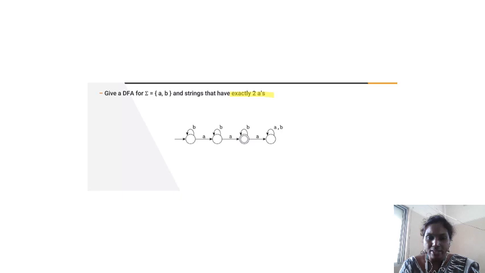The first A and second A goes to the final state. If a third A comes, where does it go? It's not going to the final state, it goes to some other state. If B comes, it's not going to the final state. Only if exactly two A's come, it goes to the final state.